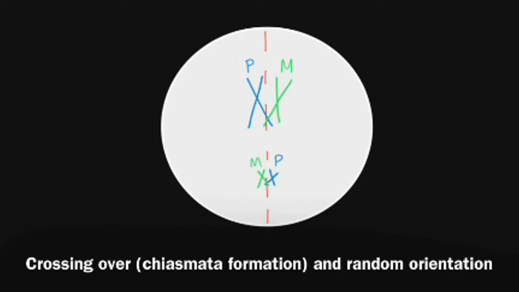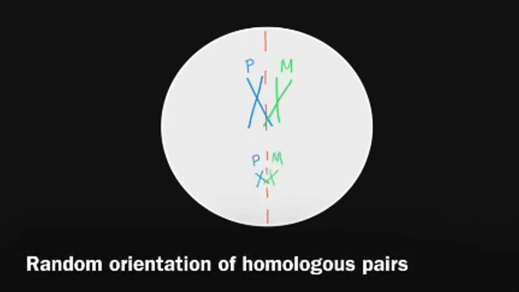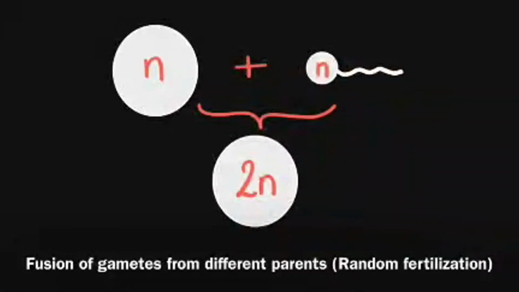along the equator. In this example here, the paternal chromosomes of each homologous pair are on opposite sides of the equator, but it's just as possible that the paternal chromosomes could have been on the same sides. In reality, the orientation is random, which results in genetic variation in each of the gametes produced. Finally, fusion of gametes from different parents during random fertilization results in genetic variation in the offspring.